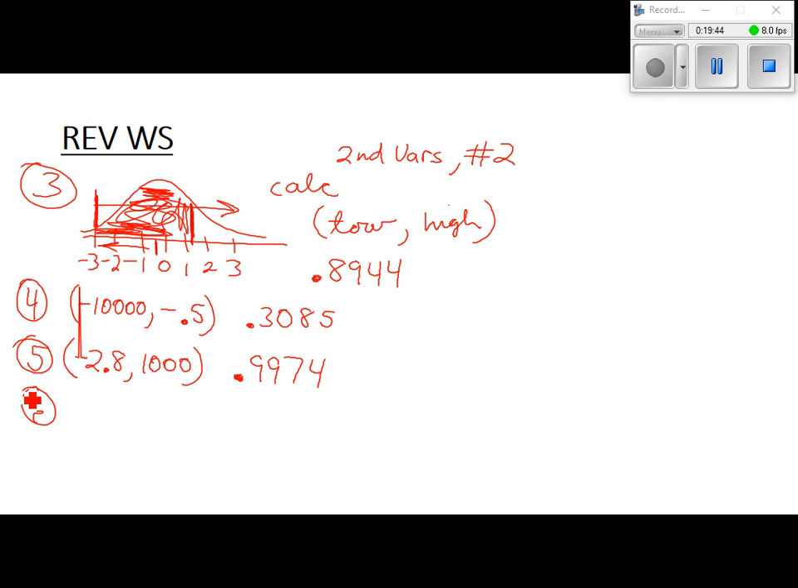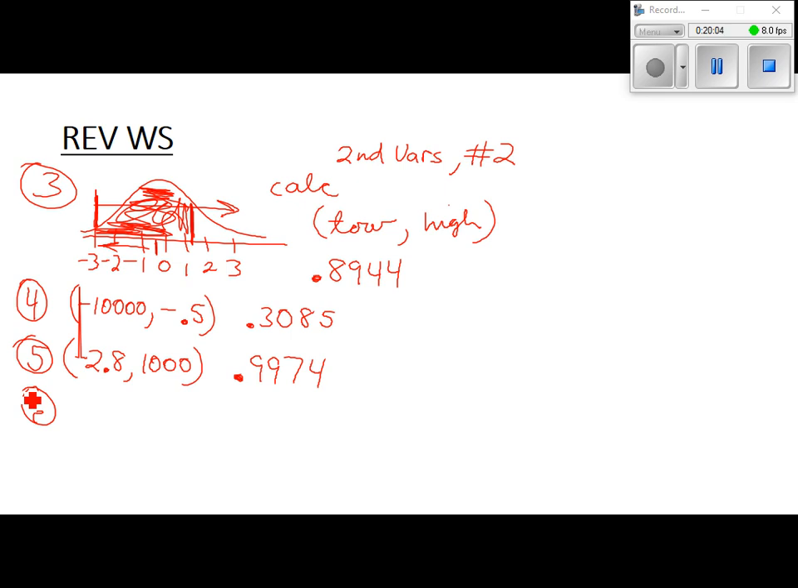If you wanted to use the chart, remember the chart gives you everything to this way. What would we have had to do there to get this number? Subtract it from one whole.